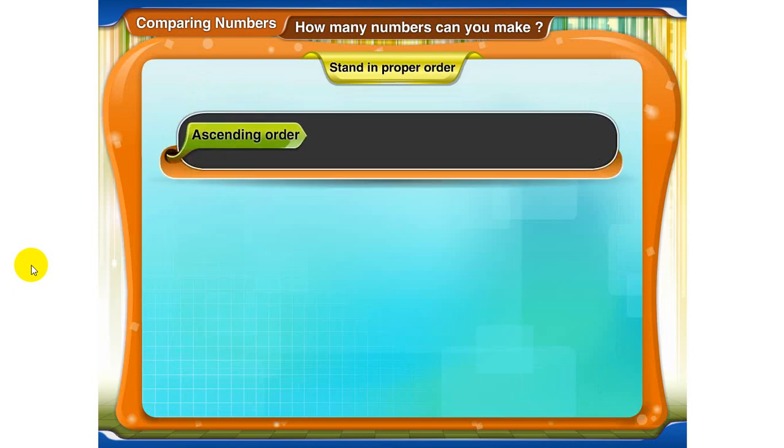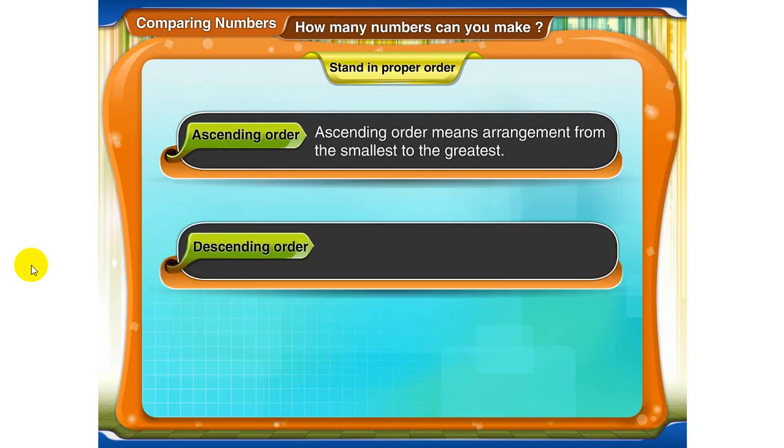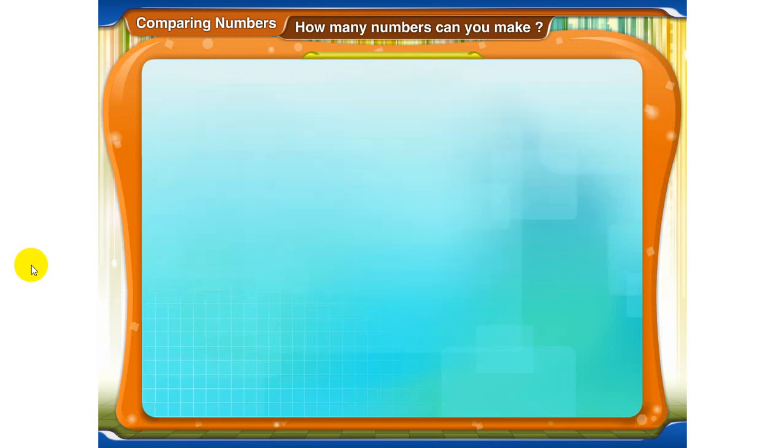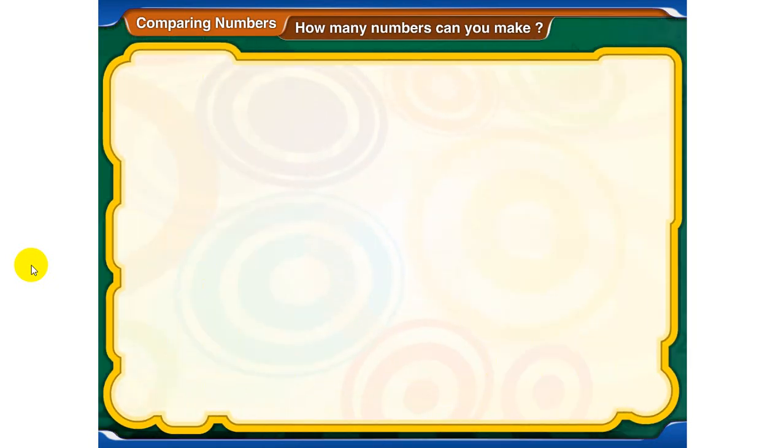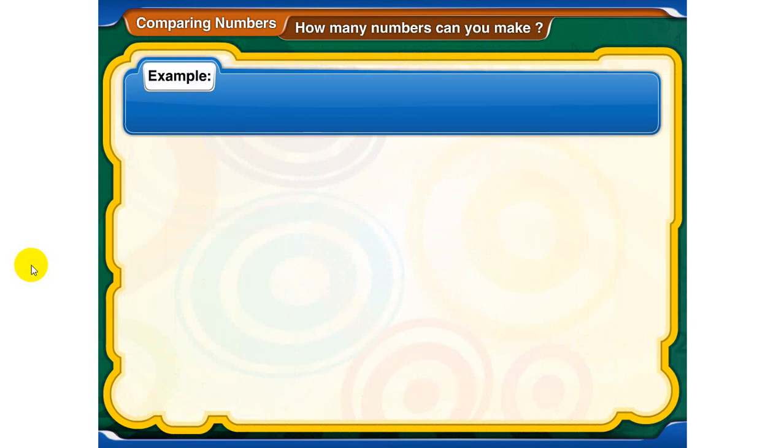Ascending order. Ascending order means arrangement from the smallest to the greatest. Descending order. Descending order means arrangement from the greatest to the smallest. Let's solve some examples. Example. Arrange the following numbers in ascending order and descending order.